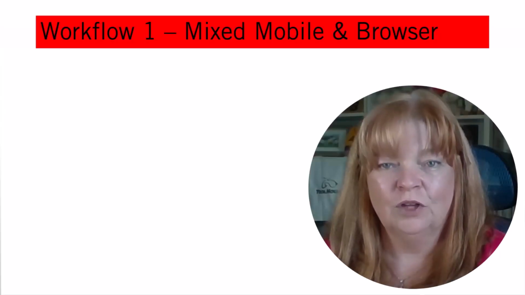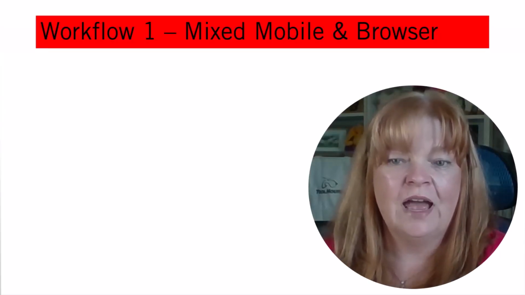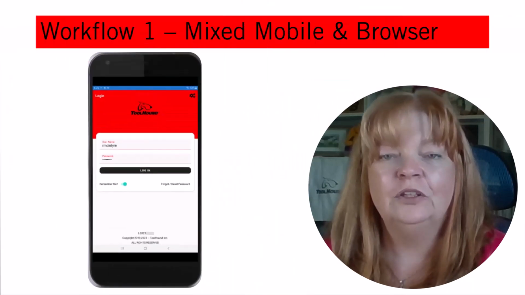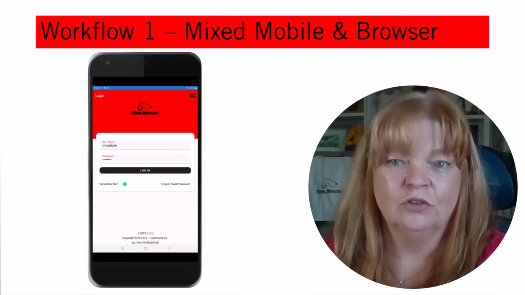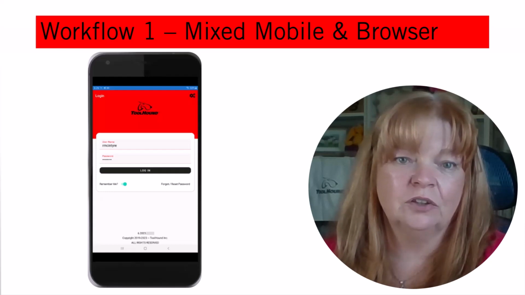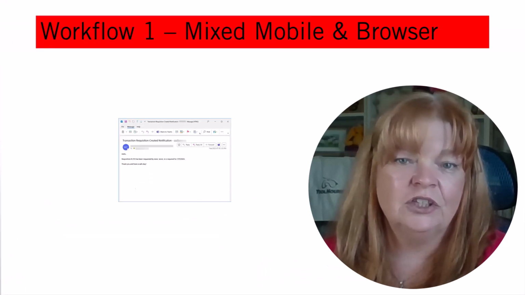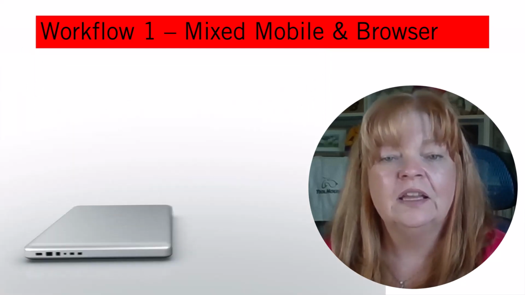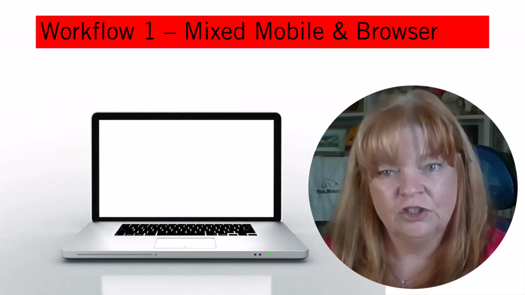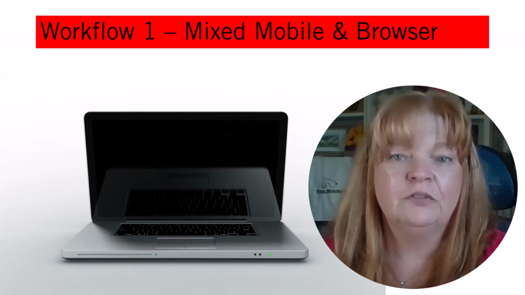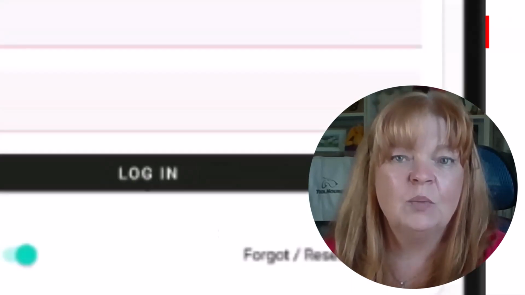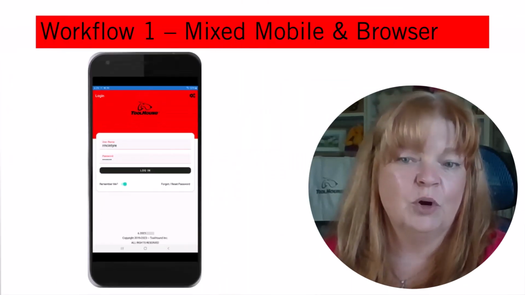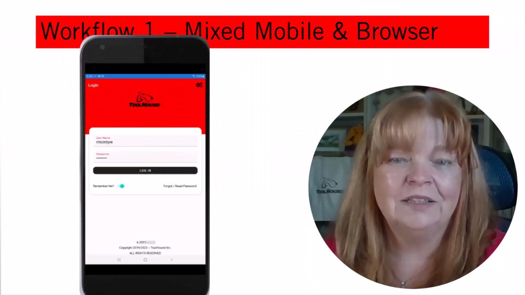This first workflow is mixed between the browser and the mobile app. Field users are creating requisitions on their phones using the mobile app with a shared login. A notification for created requisitions goes out to the Toolgroup counter user. The counter user reviews the requisitions before approving them, and then finally requisitions are picked by the counter user using their mobile device. Let's see how to put this all together.